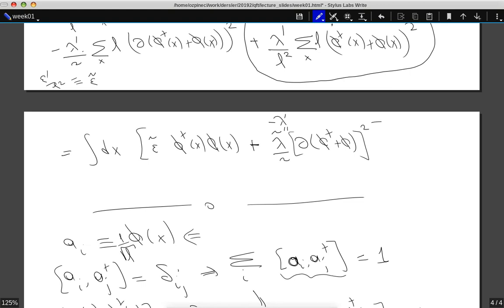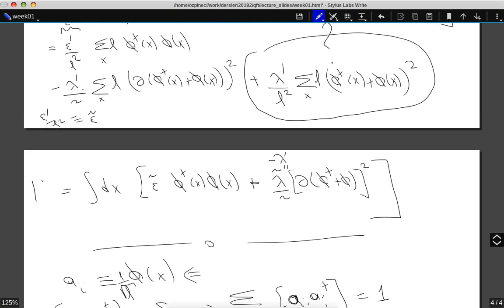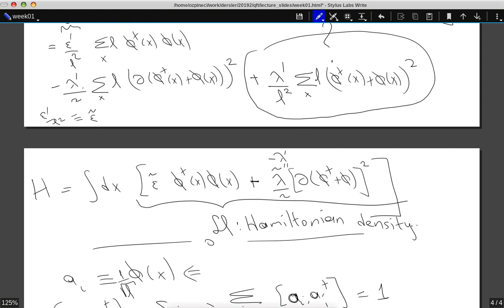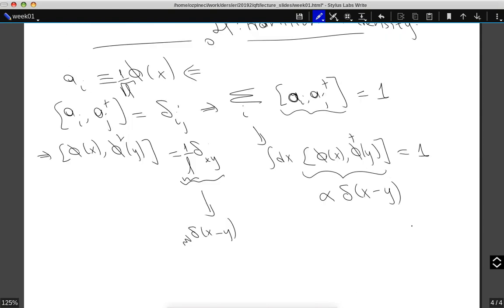So this is, let's say, our new Hamiltonian. So the Hamiltonian is now just the integral of something. So that integrand over the whole space is usually called the density. So this is the Hamiltonian density. Now let's obtain our Lagrangian. We have the Hamiltonian, and the Hamiltonian density, but not the Lagrangian yet.